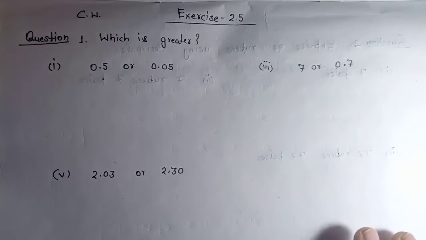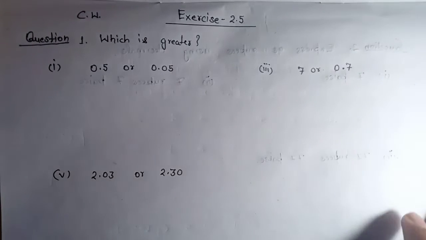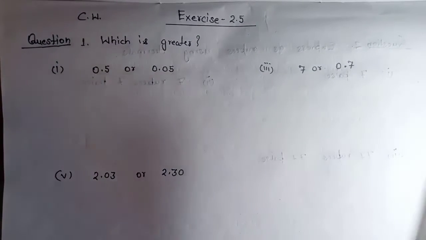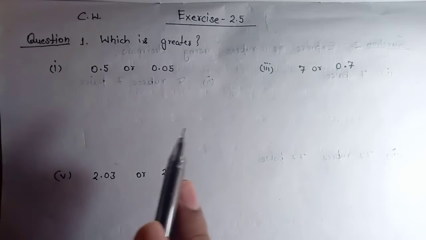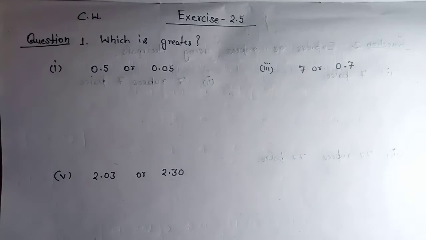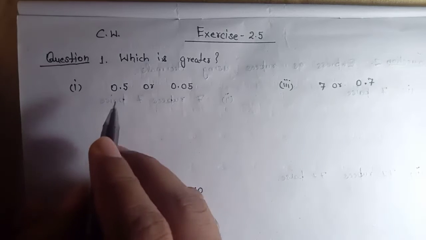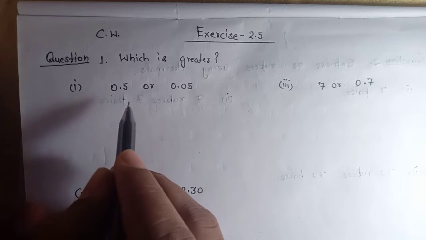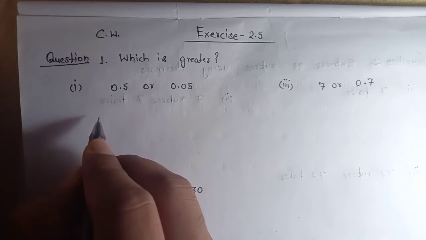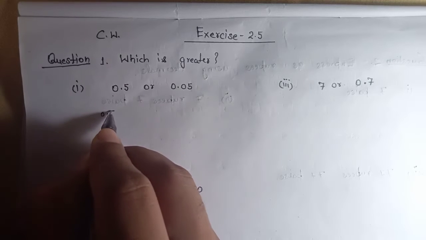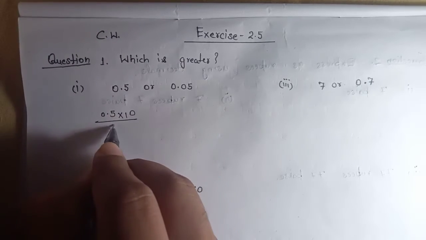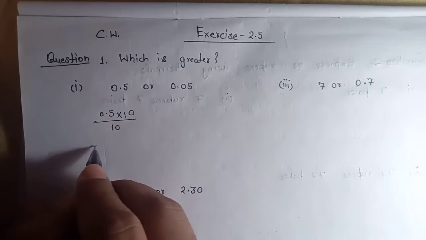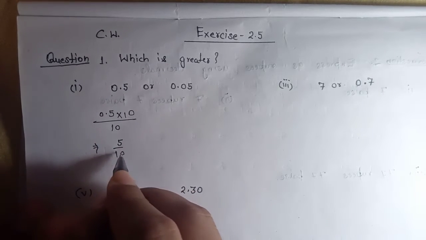Now we have some questions in our classwork from exercise 2.5, and see the first question is, which one is greater, 0.5 or 0.05, 0.7 or 0.07, 2.03 or 2.30. Change these decimal numbers into the form of a fraction. So we have to multiply 0.5 by 10 and divide 0.5 by 10. So 0.5 into 10 upon 10, and multiplying this, you will get 5 upon 10.